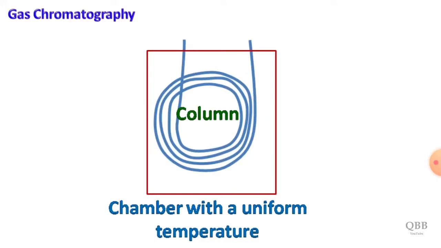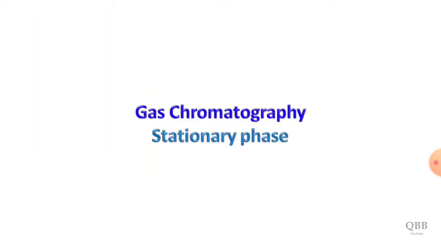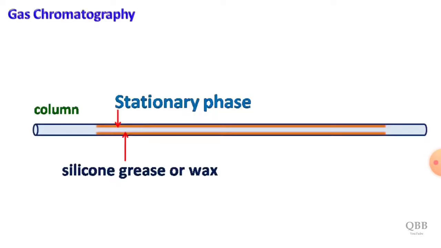The column is placed in a chamber so that uniform temperature can be maintained. Gas chromatography stationary phase. The stationary phase is packed in the inner wall of the column. The stationary phase is made of silicone grease or wax, which can stand high temperature.